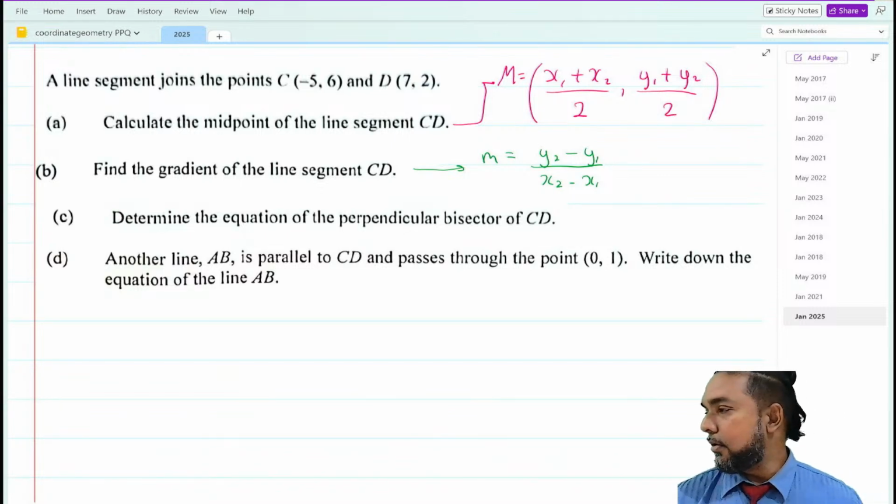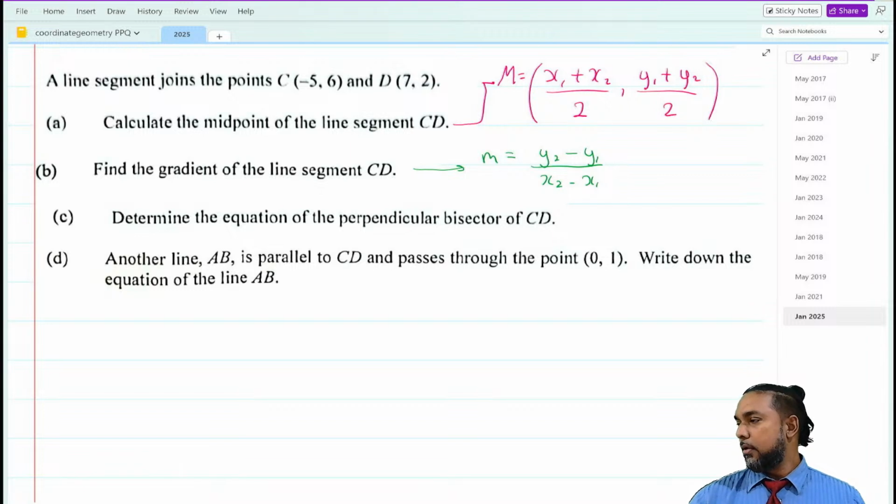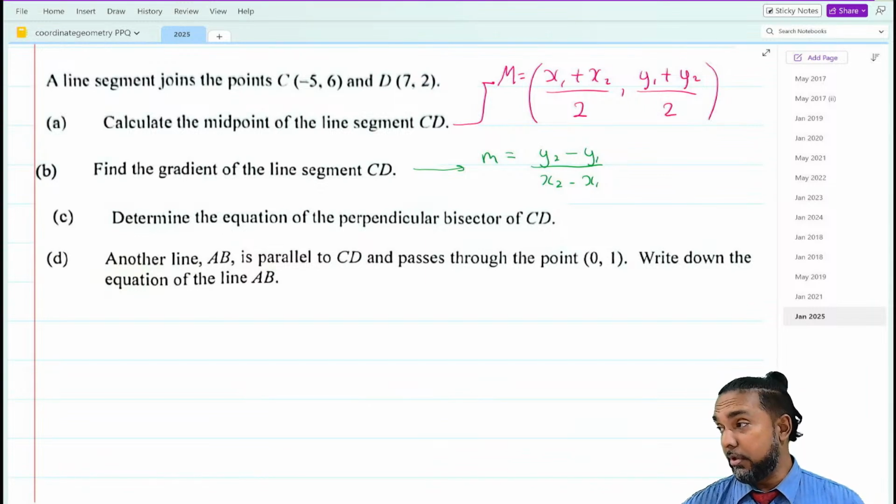So for the gradients, you could do that. I would suggest you leave it as -1/3. Rounding off could create issues later on.